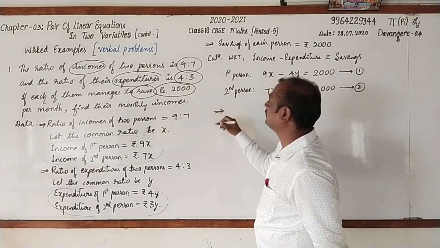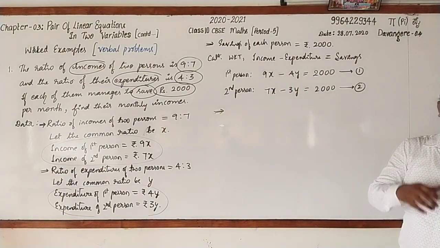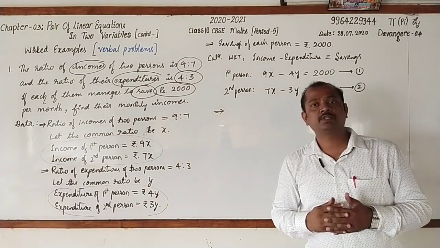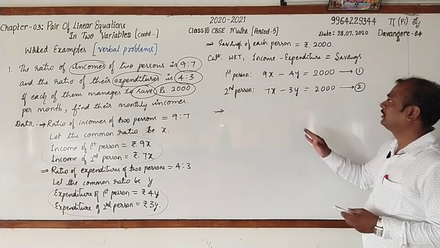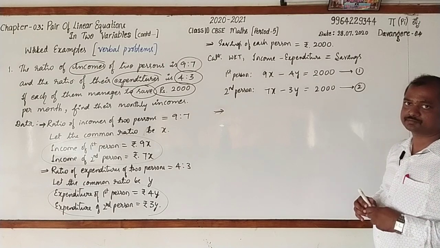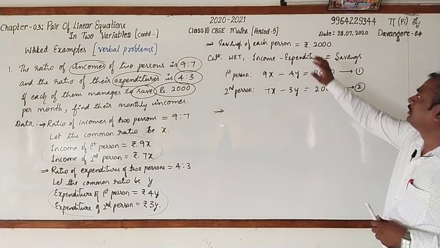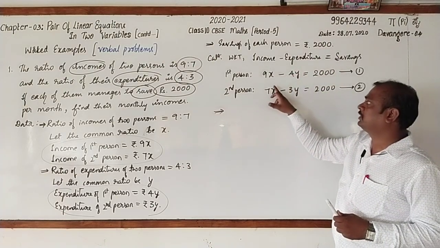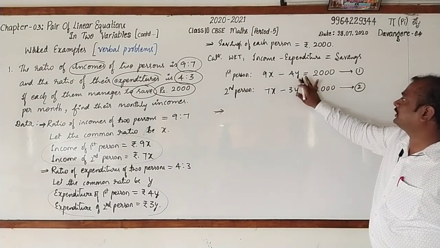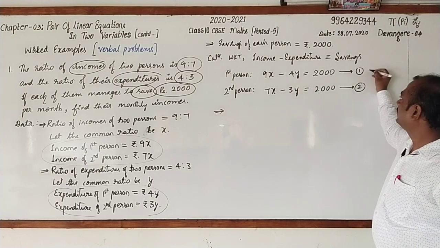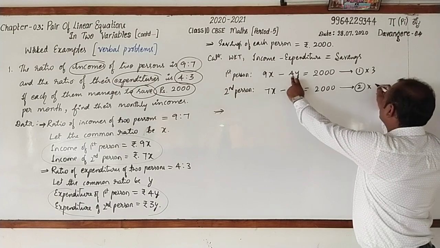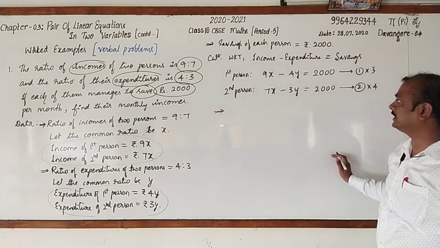How do you go for solving? You can use any of the three methods: cross multiplication, substitution, or elimination. I go for elimination, which we find easier. In elimination, first we have to make the coefficient of either x or y equal. I go for taking y because small numbers are there. Let us multiply the first equation by 3 and the second equation by 4. It will be easier.